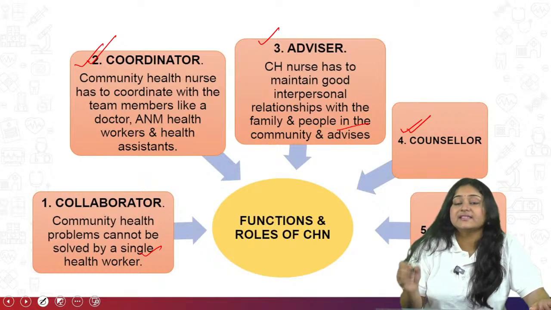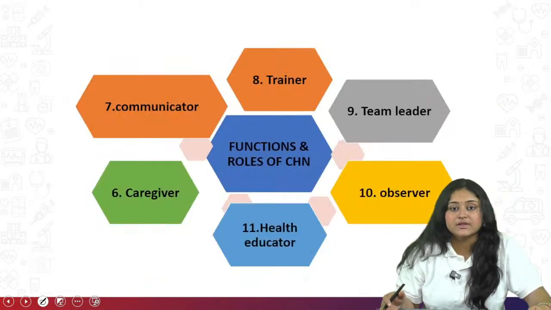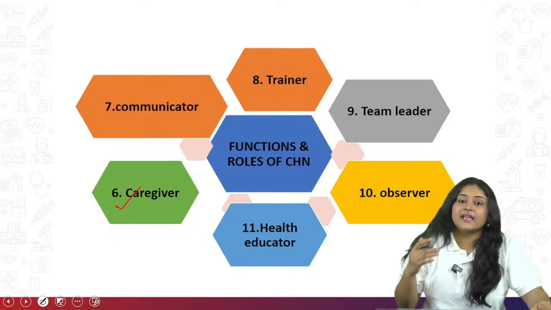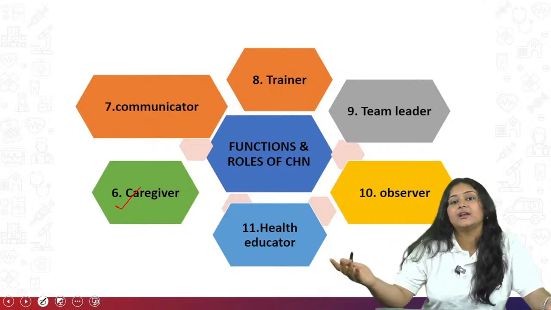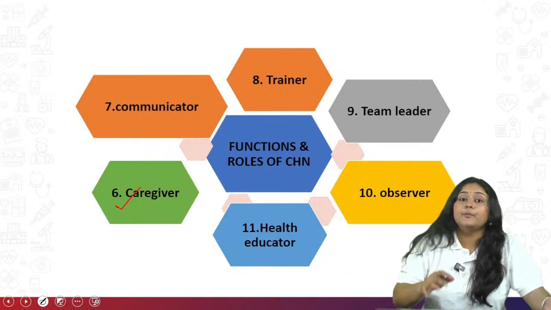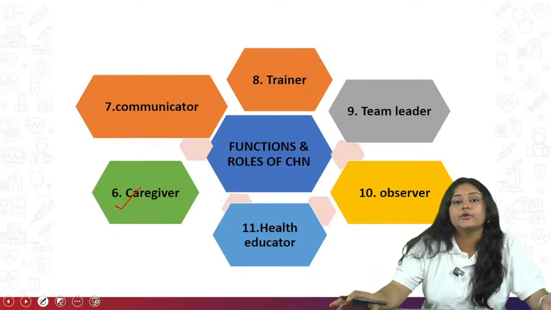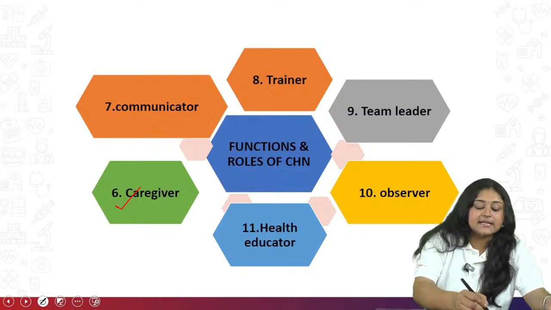Next is the advocate. Sometimes they have to play a role as an advocate for the promotion of health. Next are the caregivers. Community health nurses sometimes play the role of a caregiver at a sudden time when they are going for visiting. Suppose they see any kind of disease, and at that time if they are able to provide something, that is also good for the people, right? So, caregiver. Next is the communicator.